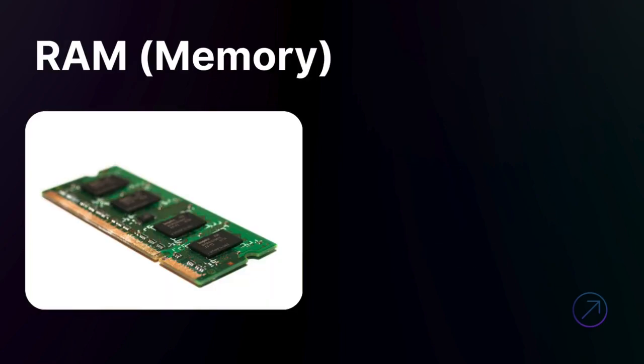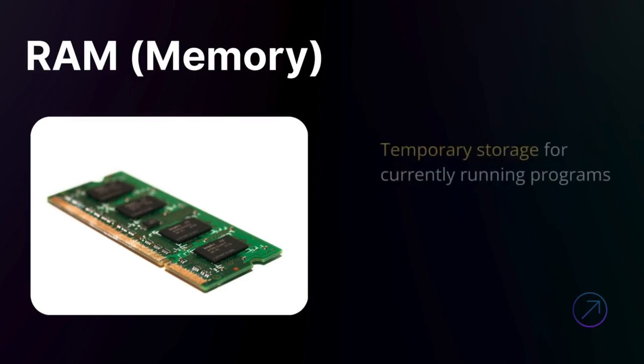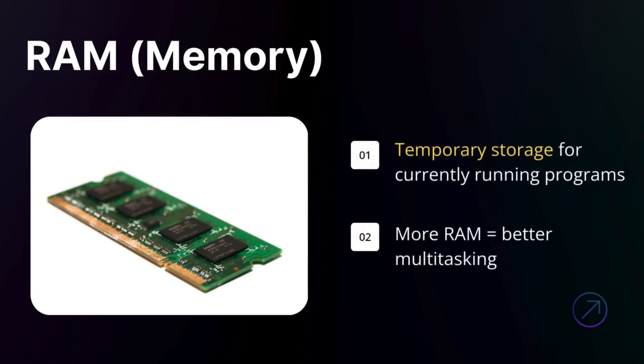RAM, or Random Access Memory. RAM is the computer's short-term memory. It stores data that the system is actively using, helping programs run faster and better.